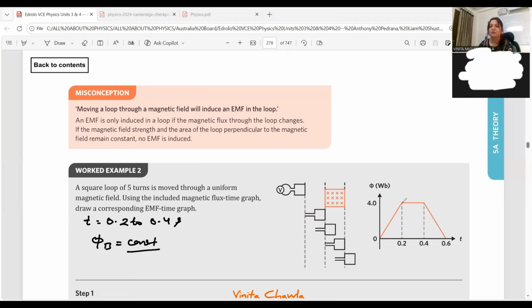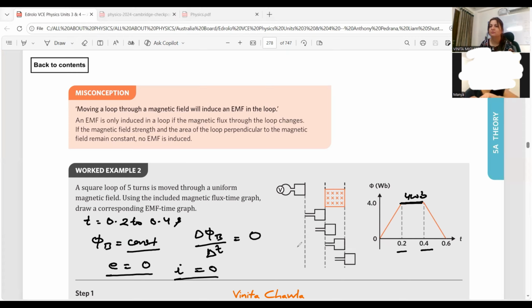Because magnetic flux is constant, del phi B by del t, the rate of change of magnetic flux, is 0. Here in this time period, magnetic flux is constant. It is 4 Weber only, right? From 0.2 to 0.4 seconds, magnetic flux is constant. So there is no change in magnetic flux, and hence no EMF will be induced in the circuit. No current will be seen in the circuit.